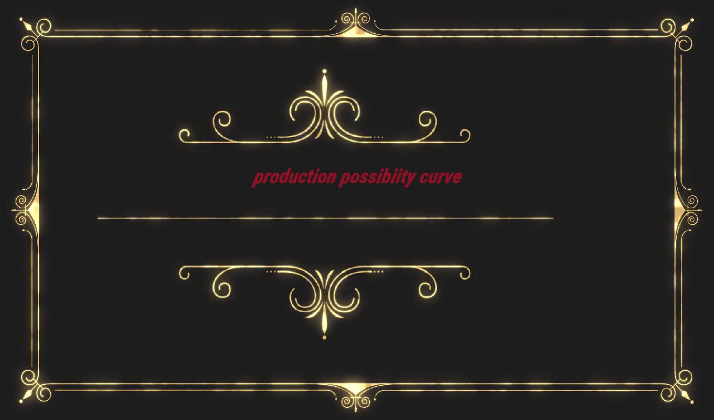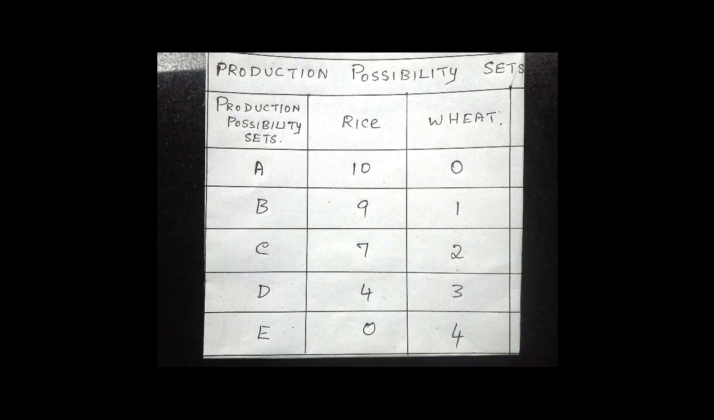Suppose the economy decides to produce two goods, rice and wheat. The table shows various production possibilities of rice and wheat. The economy can either produce rice or wheat, or various combinations of these two.